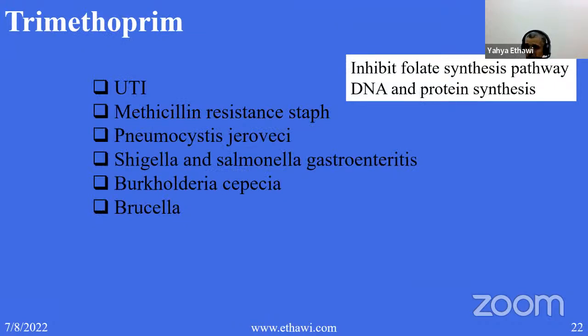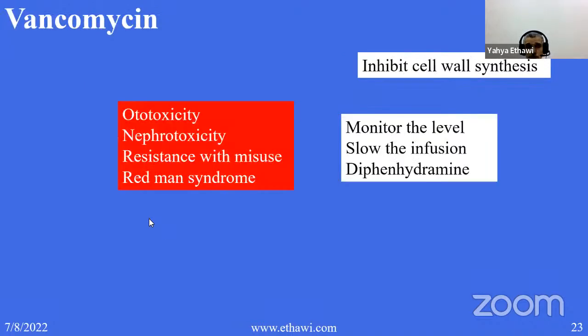Trimethoprim inhibits the folate synthesis pathway of DNA and protein synthesis, and it's very good in UTI, in methicillin-resistant staph, in Pneumocystis jirovecii, and in Shigella and Salmonella gastroenteritis, in Burkholderia, Serratia, and Proteus, and they're very good in soft tissue infection because they work against MRSA. But the main issue is that I cannot use them in the neonatal period because of their side effects.